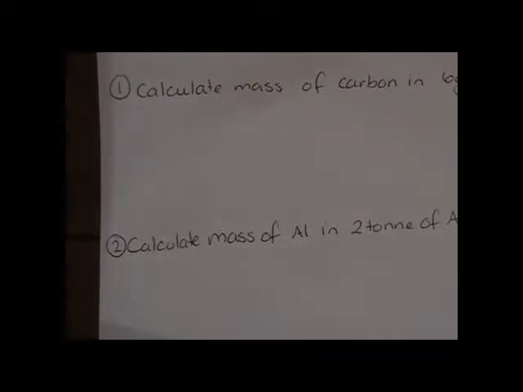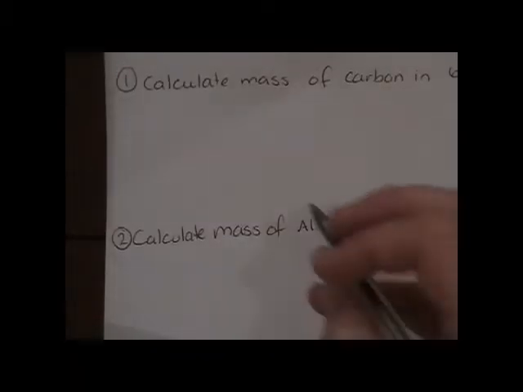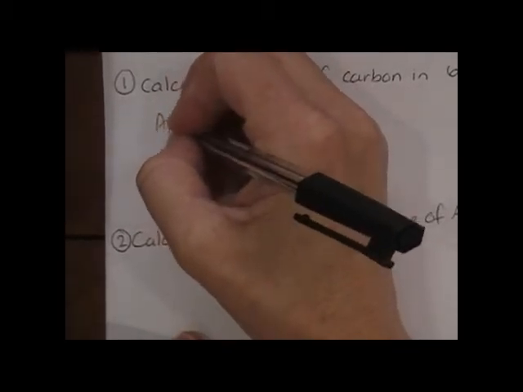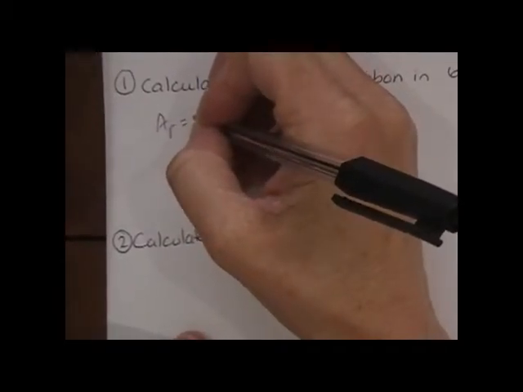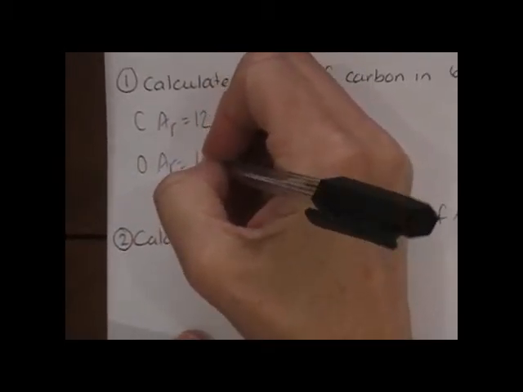So the first thing we're going to do is have a look at the periodic table. Here it is. The atomic mass for carbon is 12 and the atomic mass for oxygen is 16. So let's just write that down. The AR of carbon is 12 and the oxygen AR is 16.